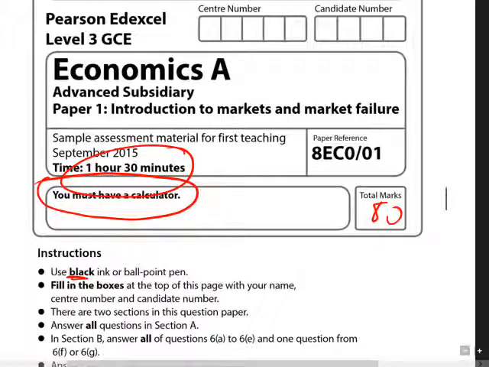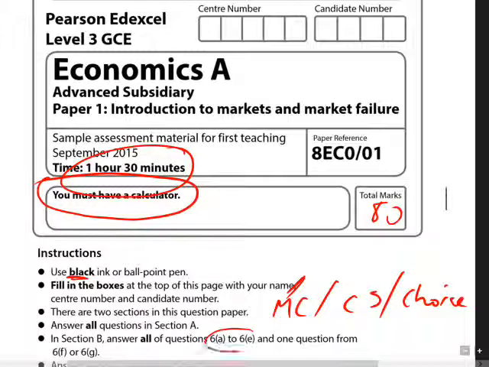Once you've filled in the boxes in the exam, it says there's 2 sections, but you can think of it like 3 because you've got the multiple choice, then you've got the case study, and then you've got the choice for the essay question at the end. Answer all questions in section A, that's the multiple choice. Answer all of the questions 6A to 6E, which is the case study questions, and then either F or G, which is the question at the end.